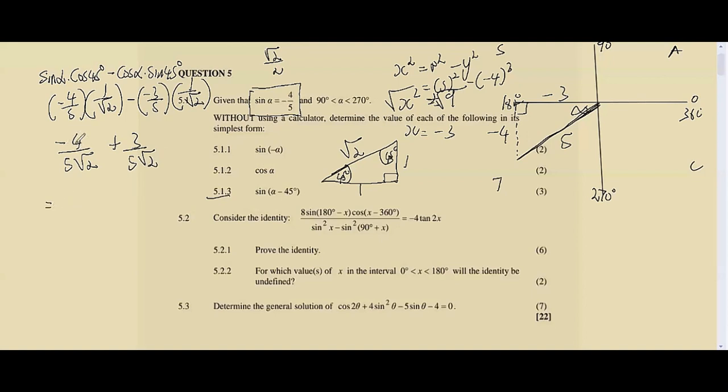Now calculating this, negative 4 plus 3, that's negative 1 over 5 root 2. So I'm just going to leave it like that because I'm not using a calculator. So, okay, 3 marks, you've got it like that.